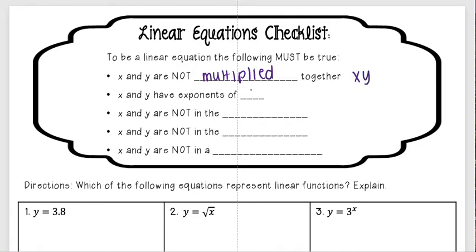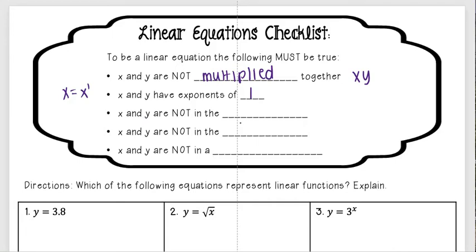X and y have exponents of 1. So that means I can't have 2 be an exponent, 3, any other number. It has to be 1. And just so you know, if you just see x by itself, there's really an imaginary 1 with it. So those two are the same thing.